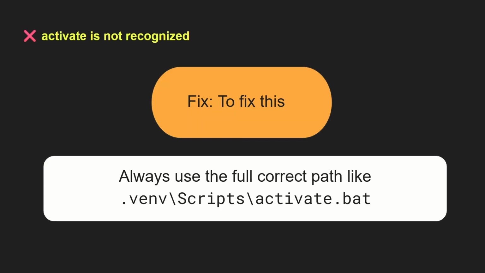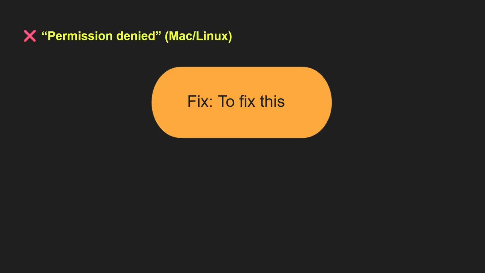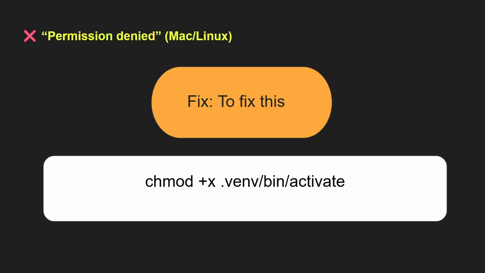Activate is not recognized. This happens because you are just typing activate instead of the full path or using the wrong shell command. To fix this, always use the correct path. Permission denied in Mac or Linux. This means the script does not have execute permission. To fix this, you can run the following command on Linux server.